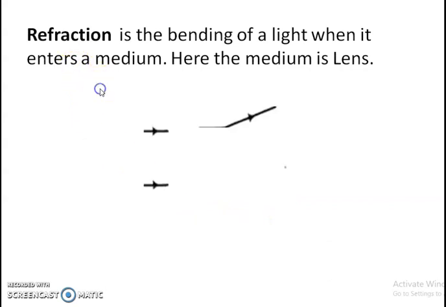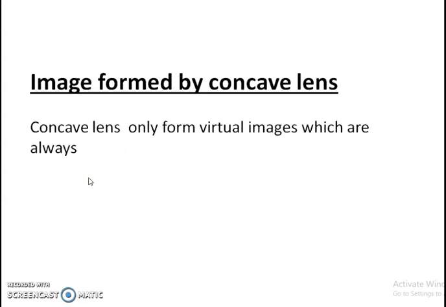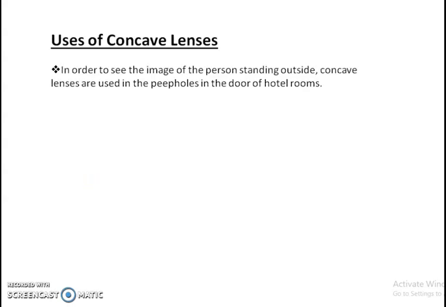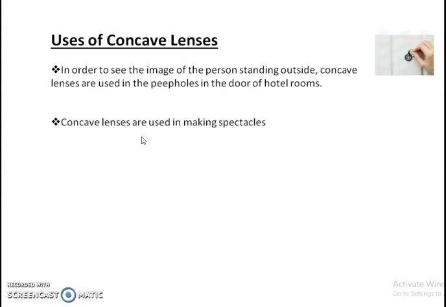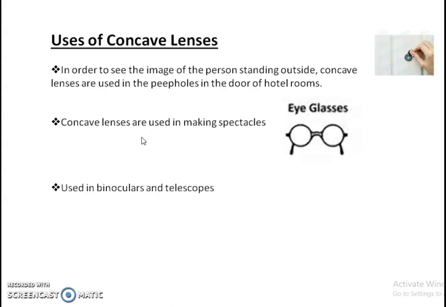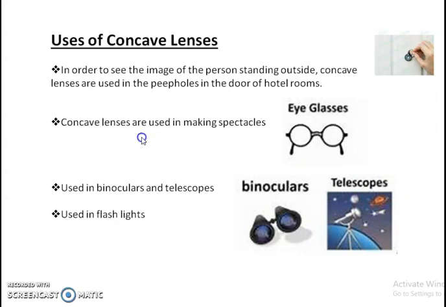Refraction is the bending of light when it enters a medium. So here the incident rays coming, they are bending and then they are moving out again into the air. The image formed by a concave lens is a virtual image, which is always erect and smaller than the object. Uses of concave lens: in order to see which person is standing outside, concave lenses are used in the peepholes of the houses as well as in the doors of hotel rooms. They are also used for making spectacles, in binoculars and telescope, and in flashlight.